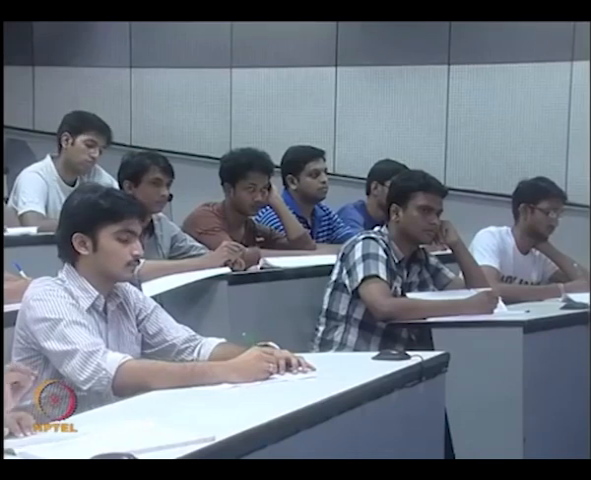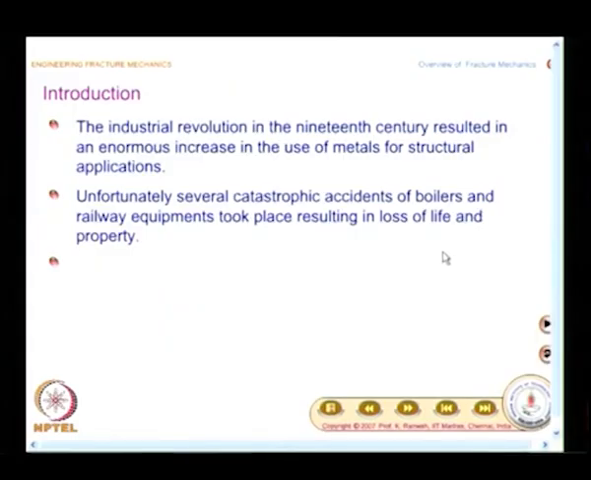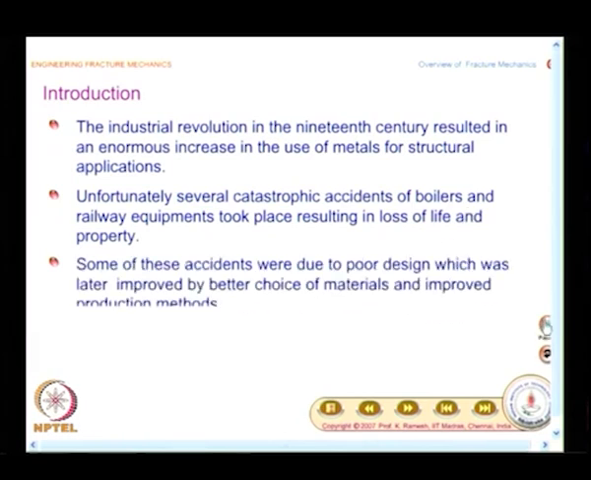So, pressure vessels are a very important aspect that needs to be understood well, but you had catastrophic accidents of boilers. So, that means what? The knowledge at that time was not sufficient to prevent these accidents. So, they decided to look at what to do, and they were able to trace that some of these accidents were due to poor design, which was later improved by better choice of materials and improved production methods.